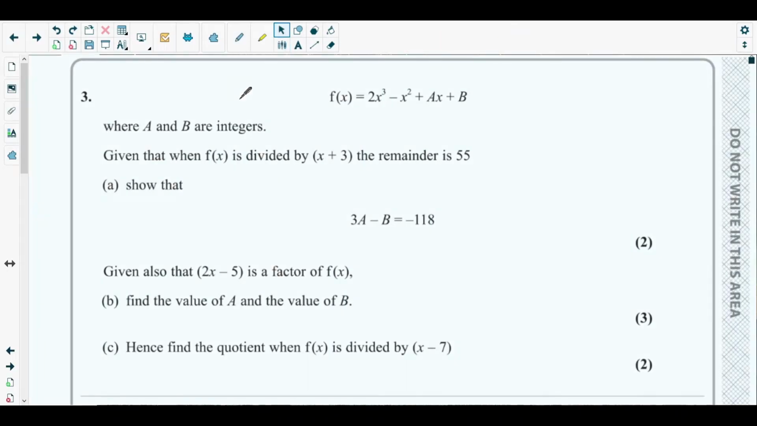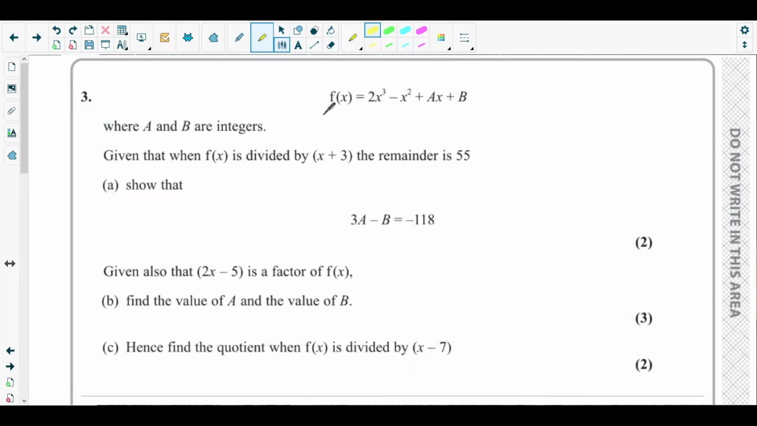Basically, the concepts behind question number 3 are from algebraic methods that have been discussed in the very first chapter of your Pure Mathematics 2 textbook. In order to solve this question, we need to have an idea about the factor theorem, the remainder theorem, and also how to do algebraic long division. So let's get started with question number 3.